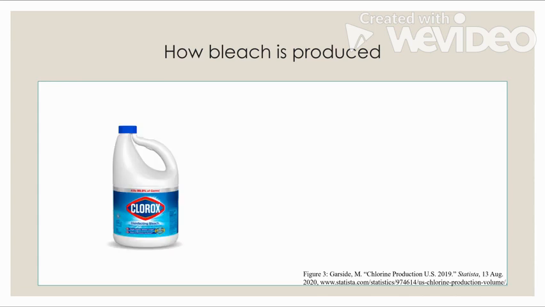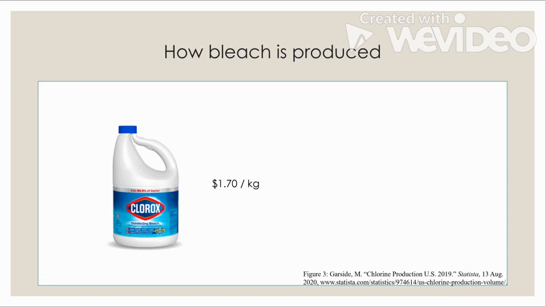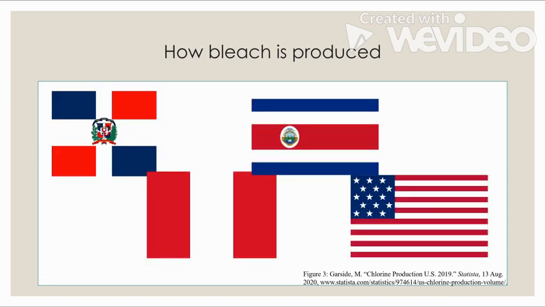Commercial bleach is typically $1.70 per kilogram, and 10,918,000 metric tons of chlorine for bleach was produced in 2019. Bleach comes from these places, although materials come from elsewhere.